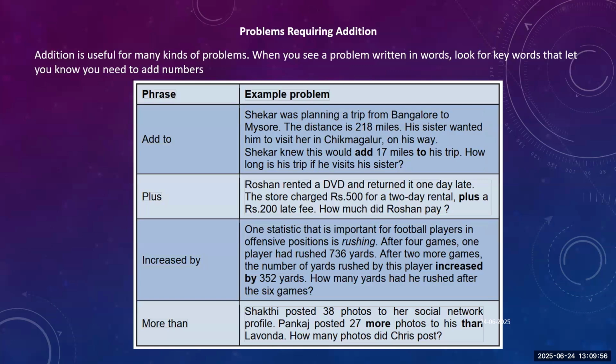Then another term that comes is more than. If the term more than comes in the question, then you will have to add it. Shakti posted 38 photos to her social network profile. Pankaj posted 27 more photos to his profile than Shakti. I think there's a name mismatch here. How many photos did Pankaj post? So 38 plus 27 is how much? 65. 65, correct.